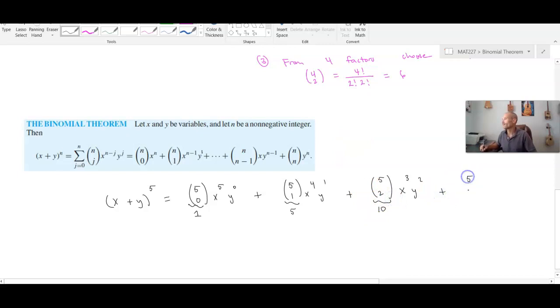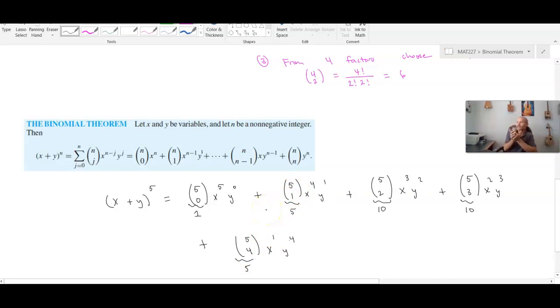plus 5 choose 3 x squared y cubed, and that's going to be 10 as well, plus 5 choose 4 x to the 3rd y squared, I'm sorry, this should be x to the 1st y to the 4th, so let's try that again, x to the 1st, so descend the power of x, increase the power of y, and this comes out to 5.